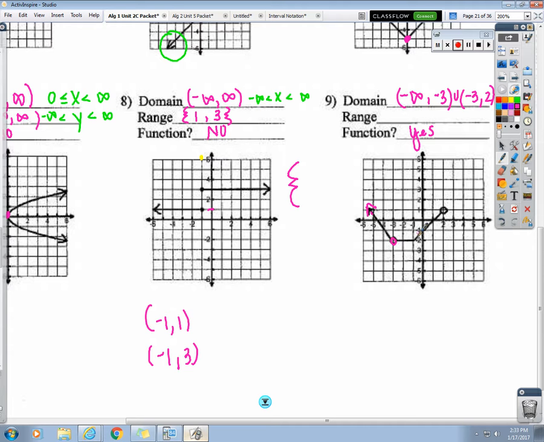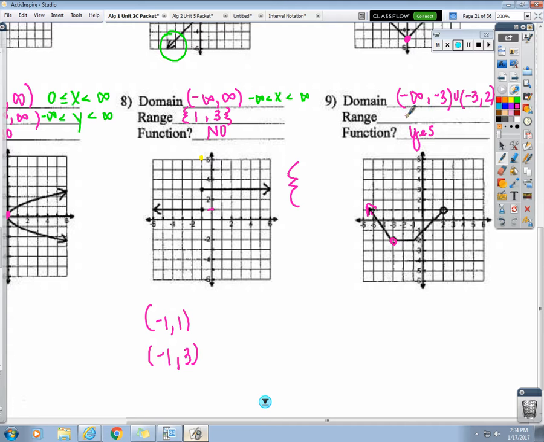So does that make sense why we had to break it into two different things to show that you have a piece right here, union, which is my symbol. Union, watch Friday's video.